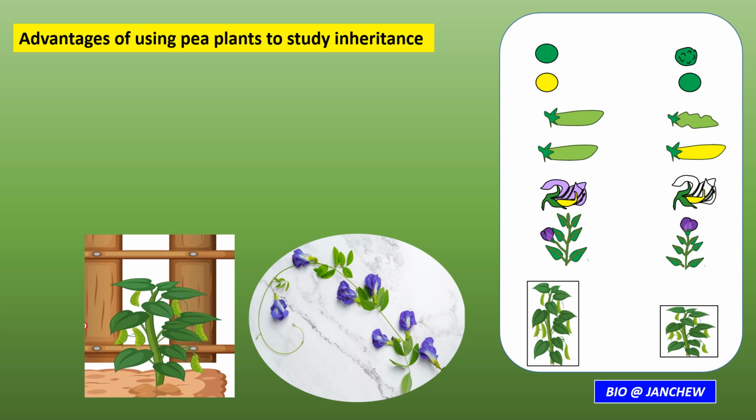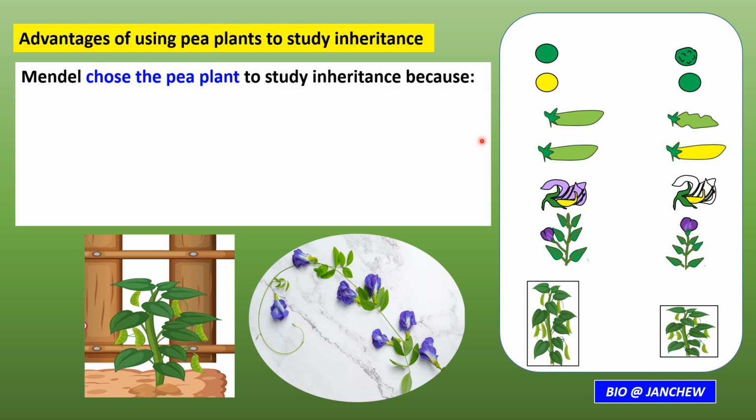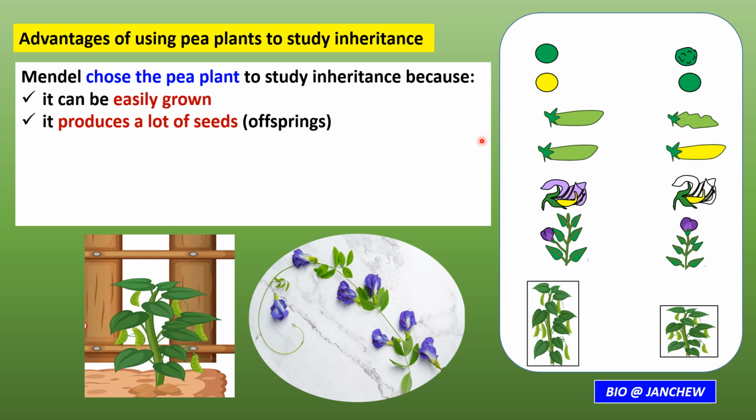There are certain advantages in using pea plants to study inheritance. Mendel chose the pea plant because it has many advantages compared to other organisms. Firstly, it can be easily grown. Secondly, it produces a lot of seeds or offspring, so there was a large number of offspring for him to do his calculations on the ratios. That means the sample is big, and so the calculations of the ratios were more accurate due to the big samples of offspring.